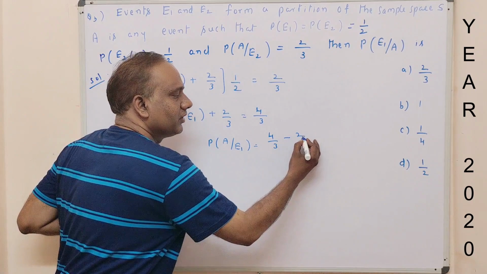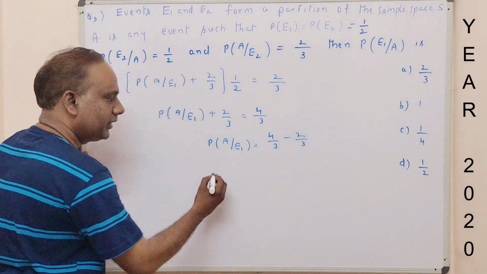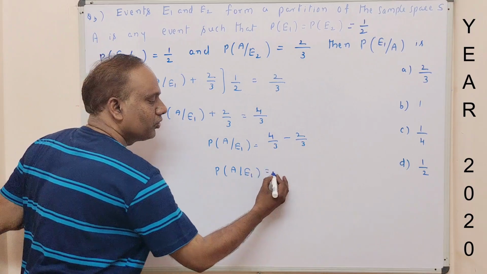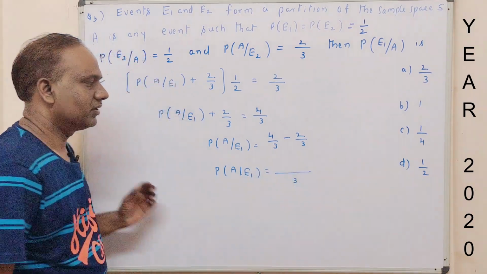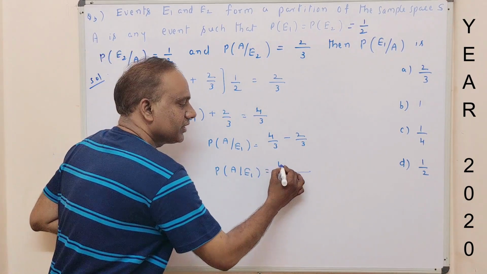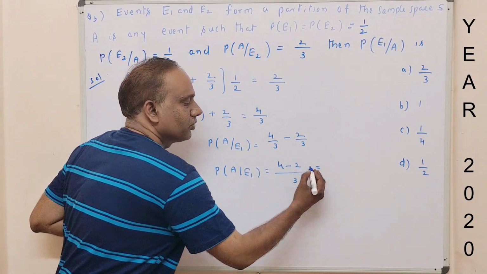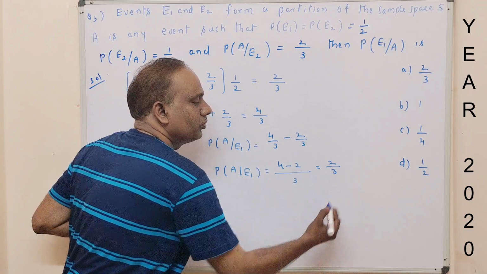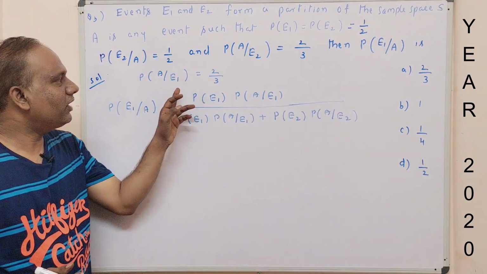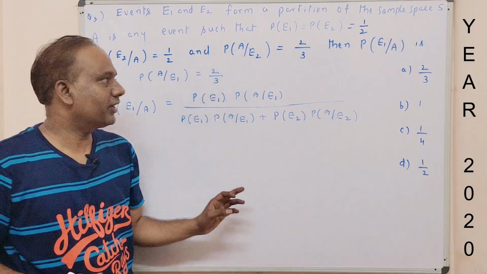You take right side, it becomes minus 2 by 3. So P of A by E1 is equal to, here LCM is 3. So it is same now. So you write the numerator as it is. That is 4 minus 2. 4 minus 2 is 2. 2 by 3. P of A by E1 is equal to, we get 2 by 3.